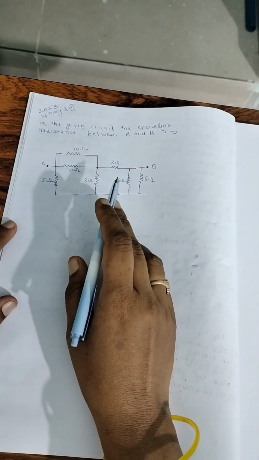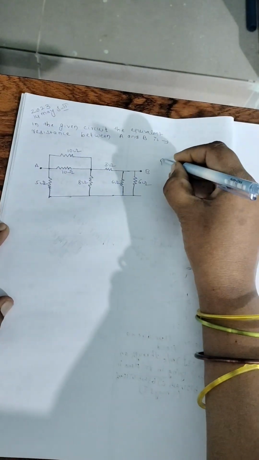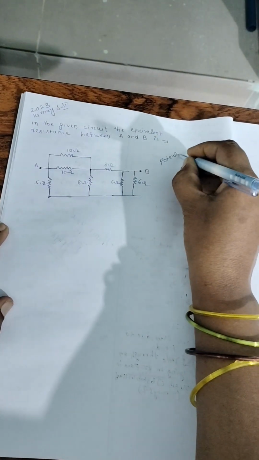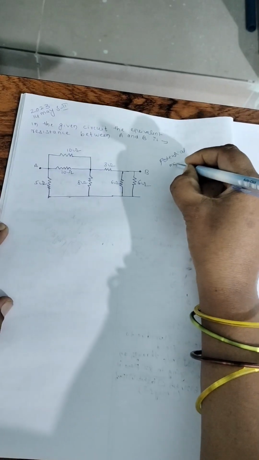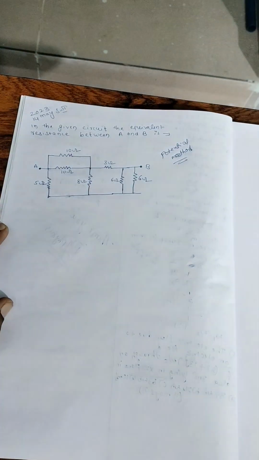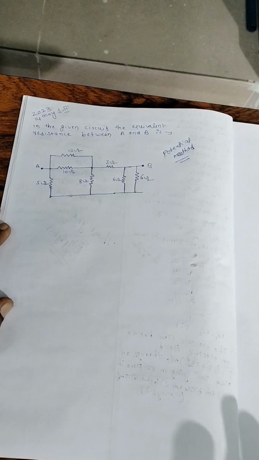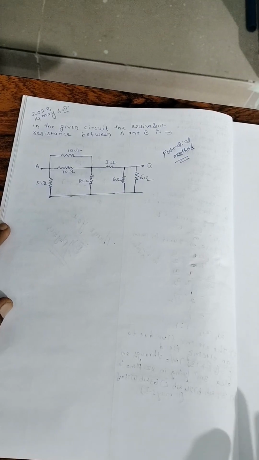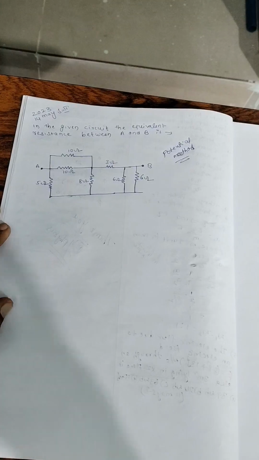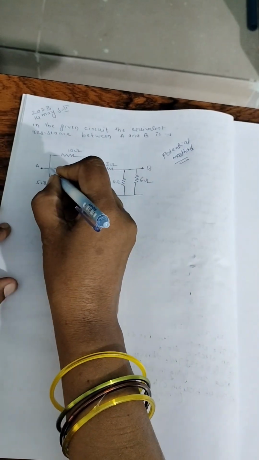Now to find the equivalent resistance between A and B, let us use the potential method. So what is the potential method? If no device is present between two junctions, then the potential will be the same at the two junctions. So first, let us identify the junctions.